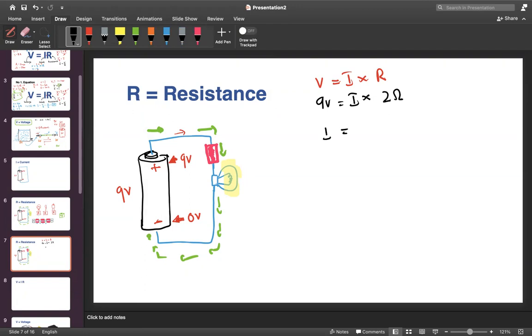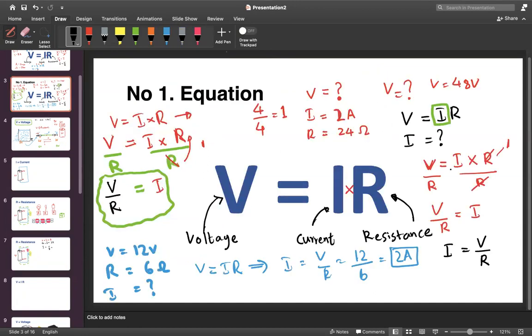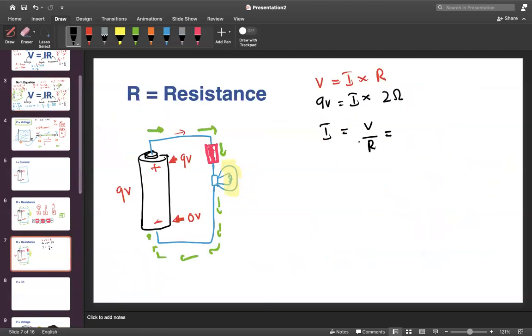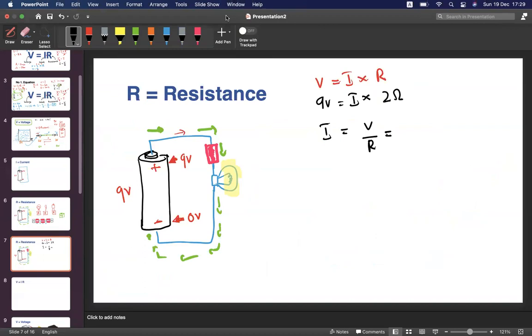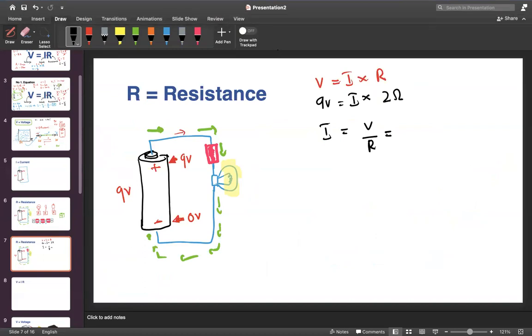Okay, so now I know the equation, right? I need to find I, which is equal to V divided by R. We got that from this equation. The initial one is V is equal to I multiplied by R, and when you want to find I, it is I equal to V divided by R. Is that clear? Yes, sir. Right. Is that clear, Dulnita? Yes, sir.